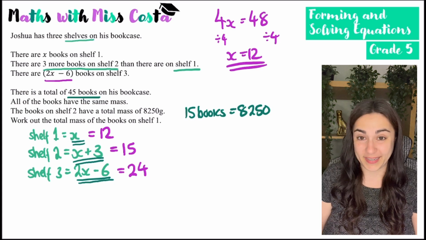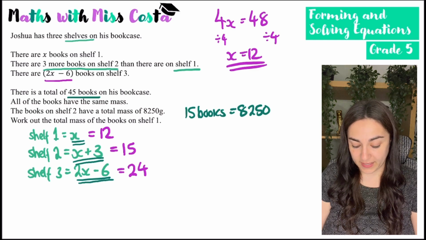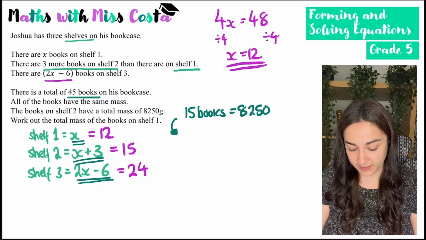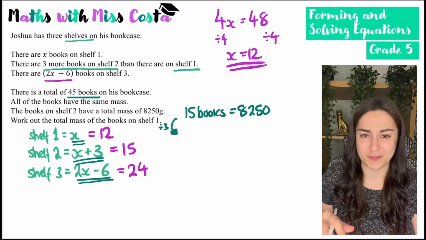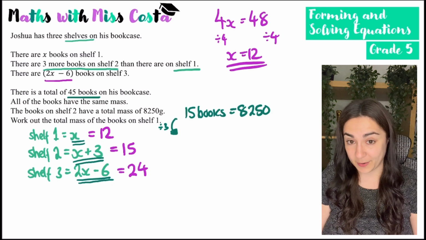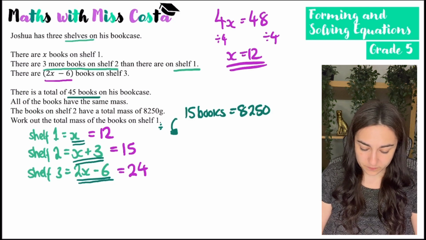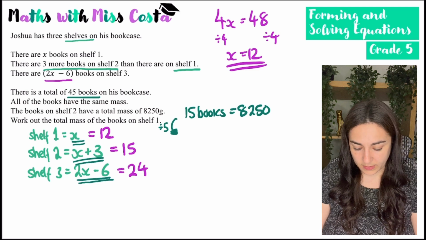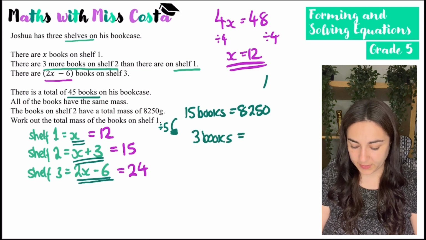Well, there's a few ways that I can do this. What I'm going to do is, how can I get from 15 to 12? Well, if I divide by 3, if this is a non-calculator paper. If it's calculator, just divide by 15 and times by 12. But the non-calculator method would be if I divide by 5, then I'd be left with 3 books must equal, and let's just quickly do our division.